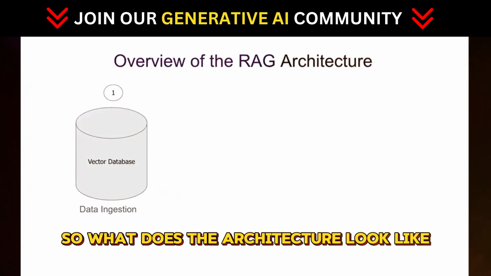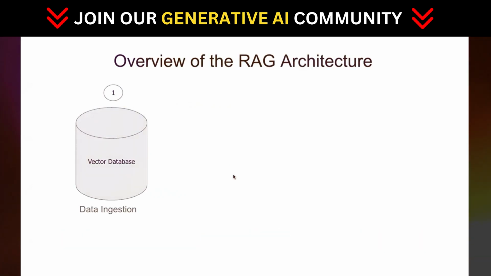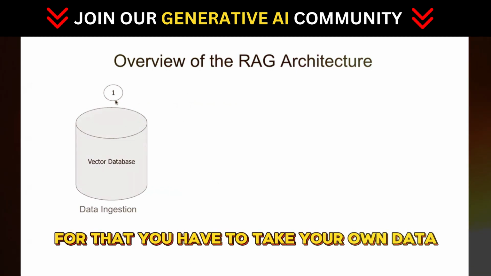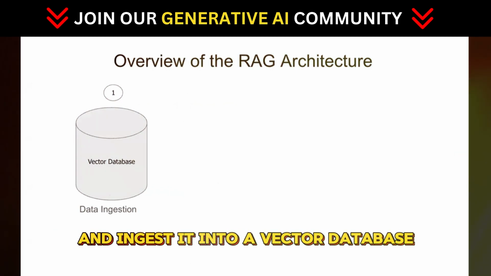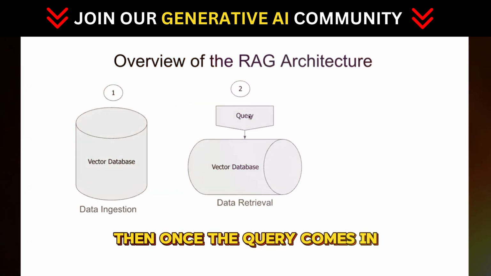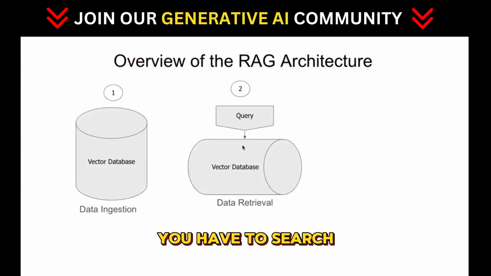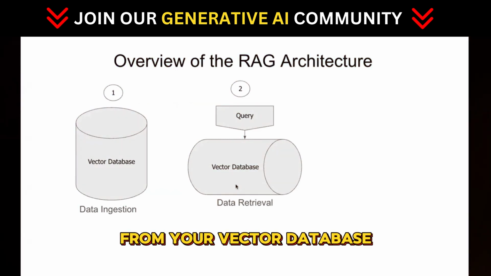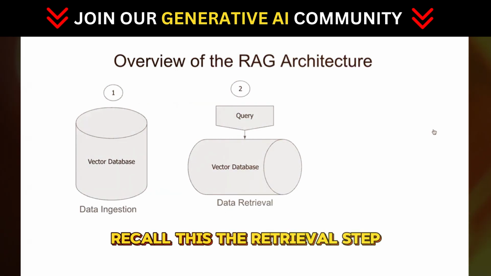So what does the architecture look like? First step, you have to create the retrieval system yourself. For that, you'll have to take your own data and ingest it into a vector database. Then once the query comes in, you'll have to search the answer or the relevant context from your vector database. We call this the retrieval step.